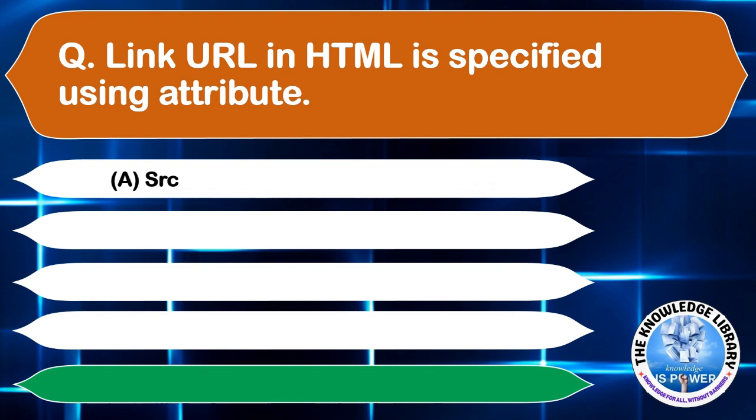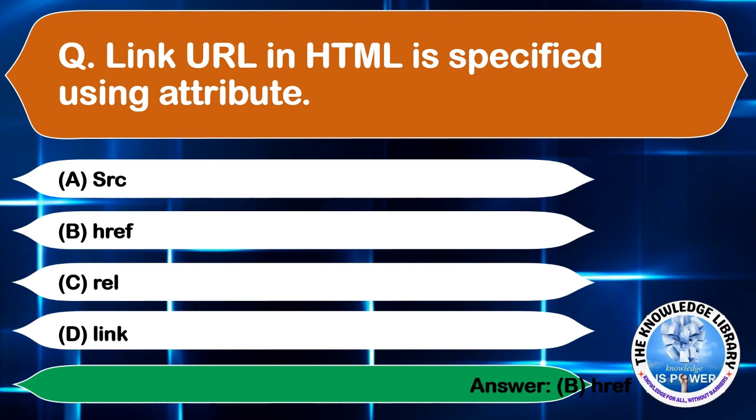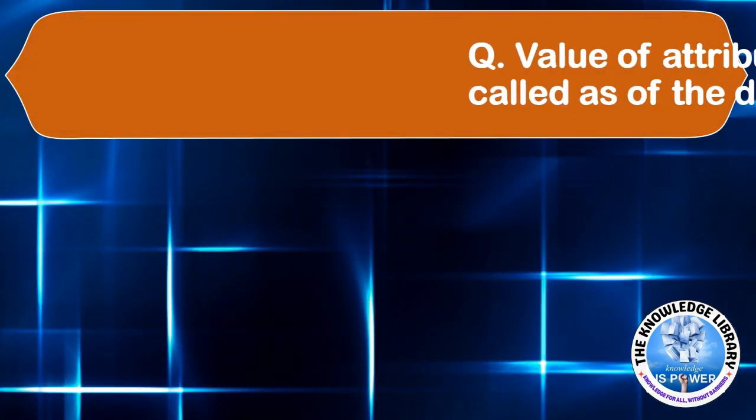The next question is, link URL in HTML is specified using dash attribute. Option A, source tag. Option B, href. Option C, rel. Option D, link. The correct answer is option B, href.